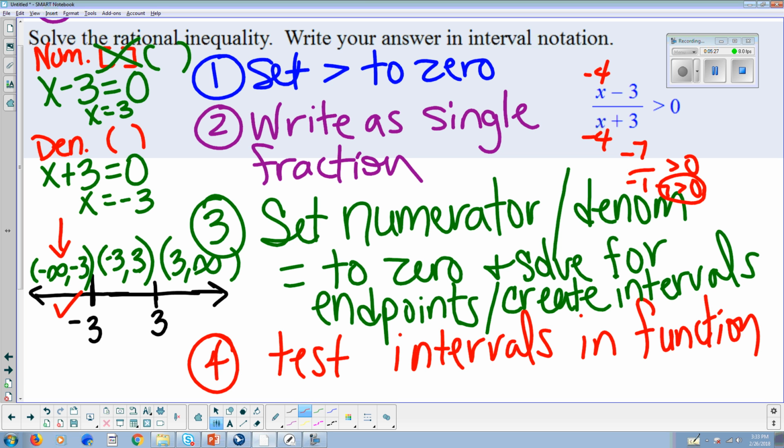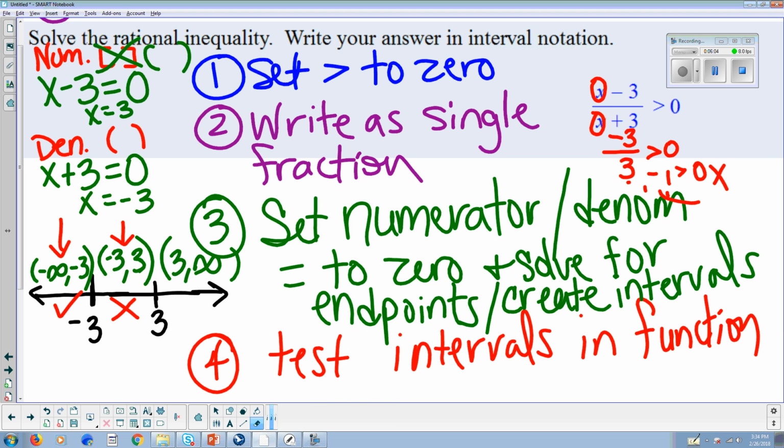Next, we will test the interval from negative 3 to positive 3. So the easiest number in that interval to work with is 0. So what I will do is substitute a 0 in for both of these x's. 0 minus 3 is negative 3. 0 plus 3 is positive 3. Negative 3 divided by 3 is negative 1. Is that greater than 0? No, it is not. Therefore, this interval is rejected as part of the solution set. It is not contained in the solution.